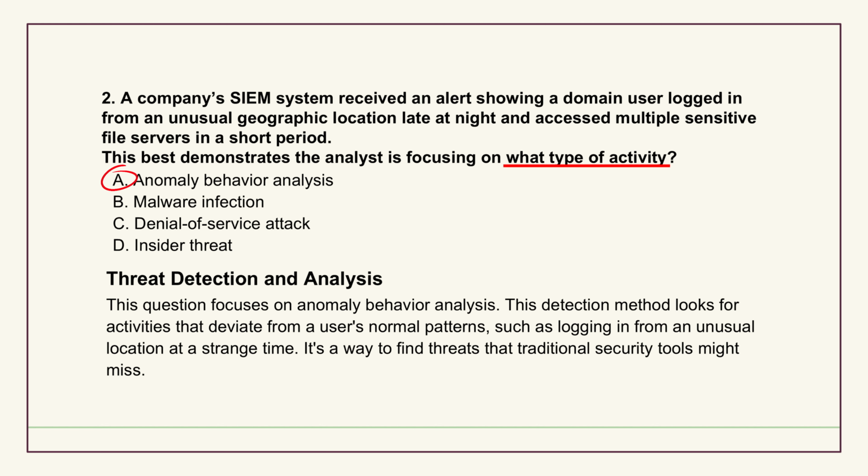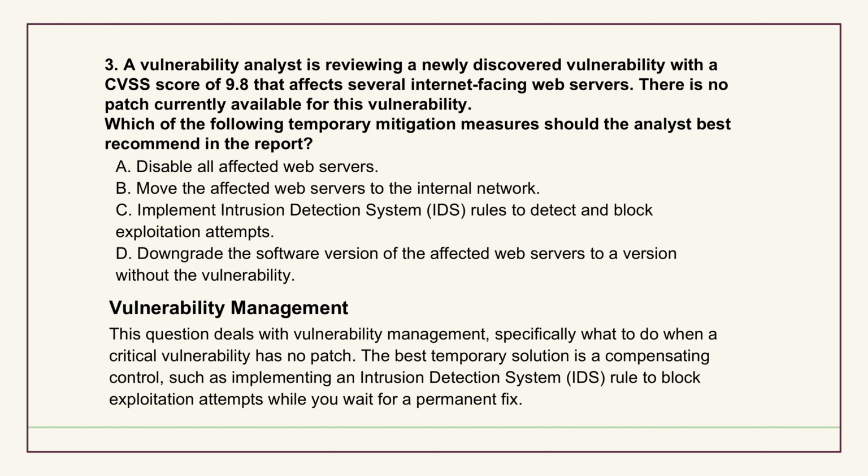Okay, so we've covered containing a breach after it happens and detecting weird behavior. But what if you find a gaping hole in your defenses before anything bad happens? A vulnerability. Yeah, a serious one. Here's the situation. A vulnerability analyst finds a new vulnerability, CVSS score of 9.8. Oof, that's critical. Almost the worst possible score. Right, and it affects several key internet-facing web servers.